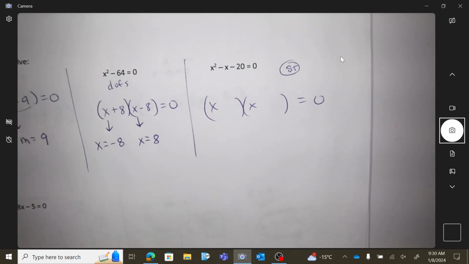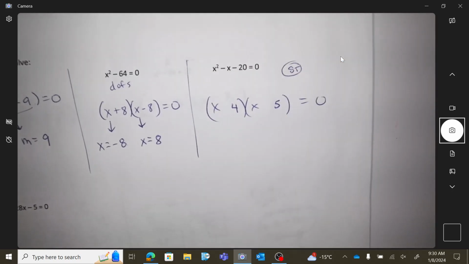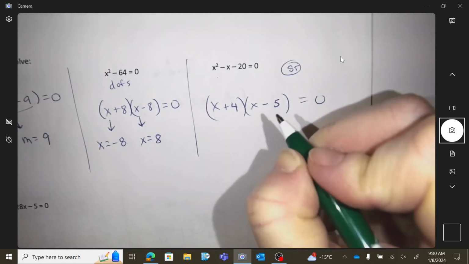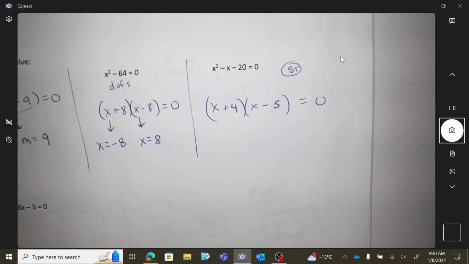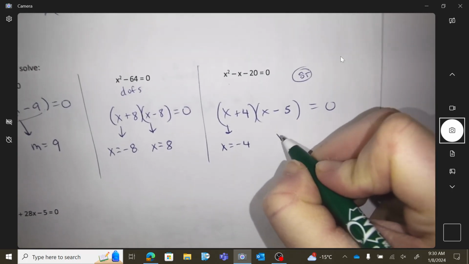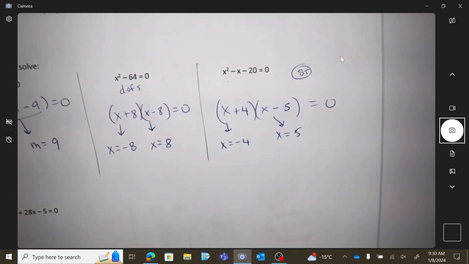Multiples of 20. Would you pick 4 times 5 to get to 20? One's going to be plus, one's going to be minus, and you have to make a -1. So what are the numbers that cause the multipliers to be 0? A -4 and a +5.